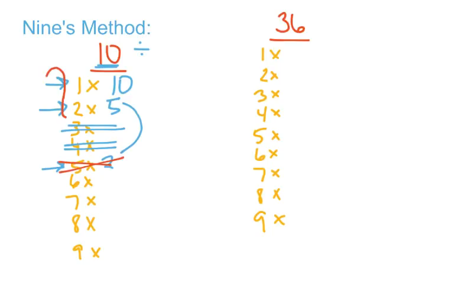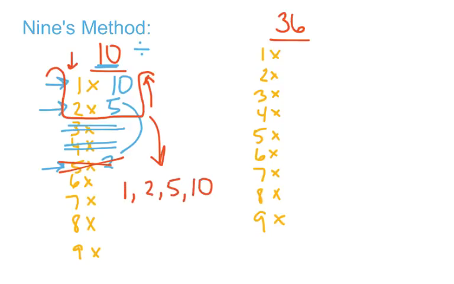We are going to then draw a horseshoe around that set of numbers, and then I'm going to list those numbers out in numerical order, so from least to greatest, starting over here with the number 1 and ending with the number 10. So I'm going to go 1, 2, 5, 10. And those would be my factors of 10.